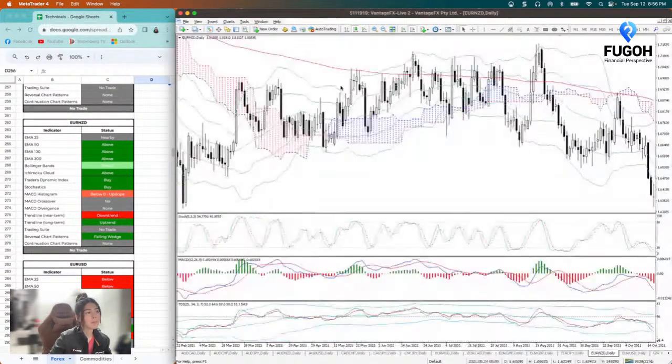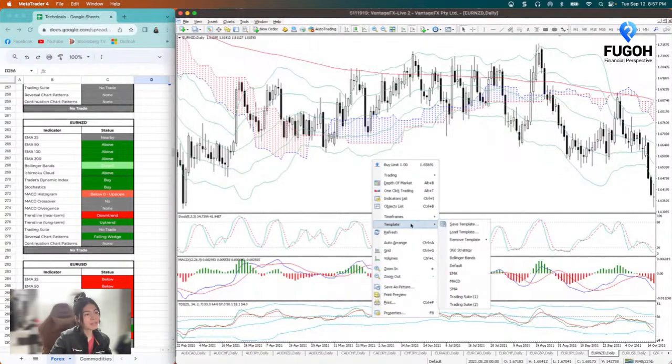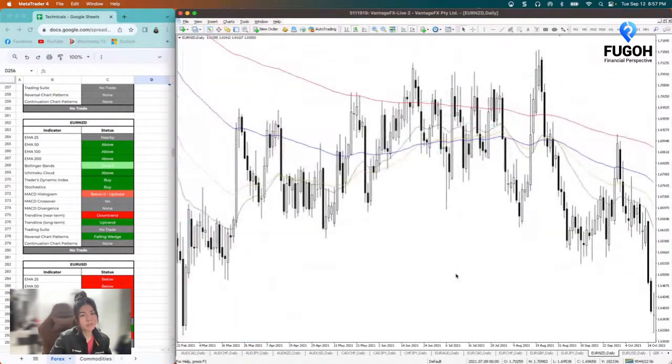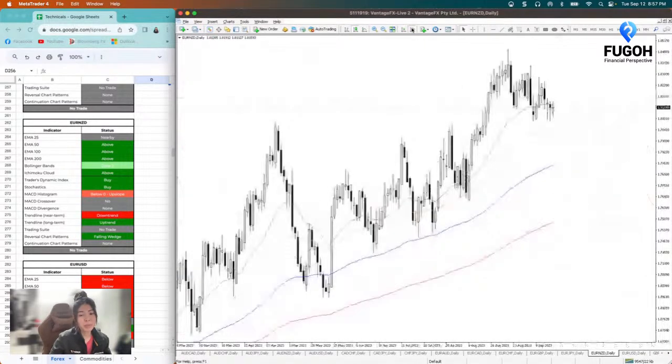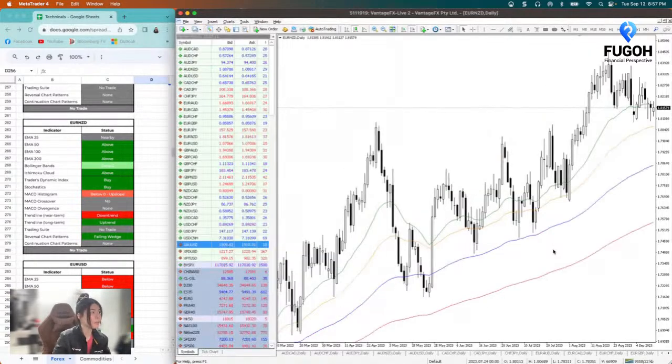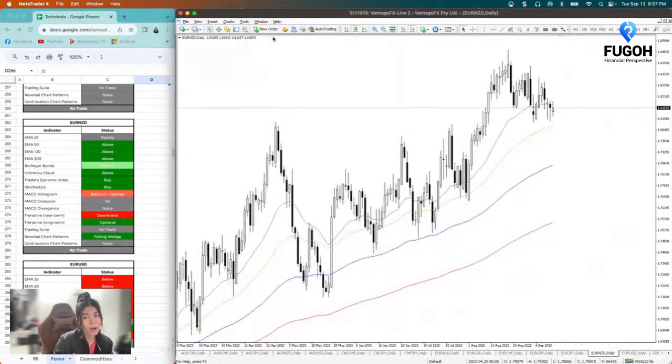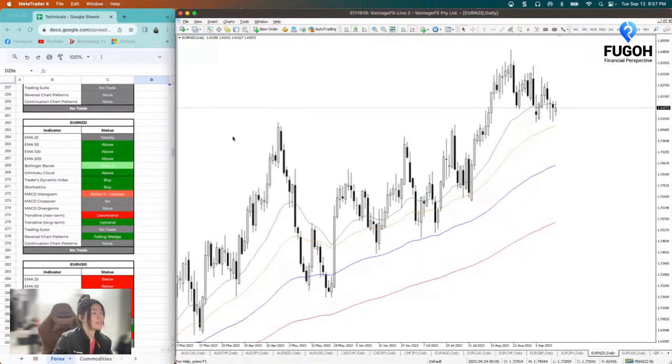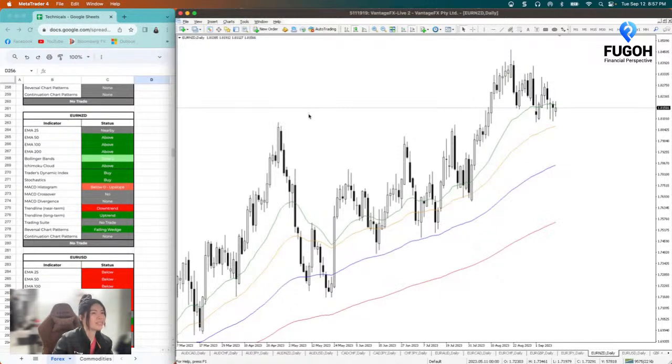Euro NZD. I just realized that if I do this webinar just for an hour, I won't be able to finish all of the pairs because we're still halfway through the pairs. We're still on Euro NZD, and we still have this much more. So for the next webinar, I will be requesting 2 hours, guys. I think for this one, I need 2 hours.